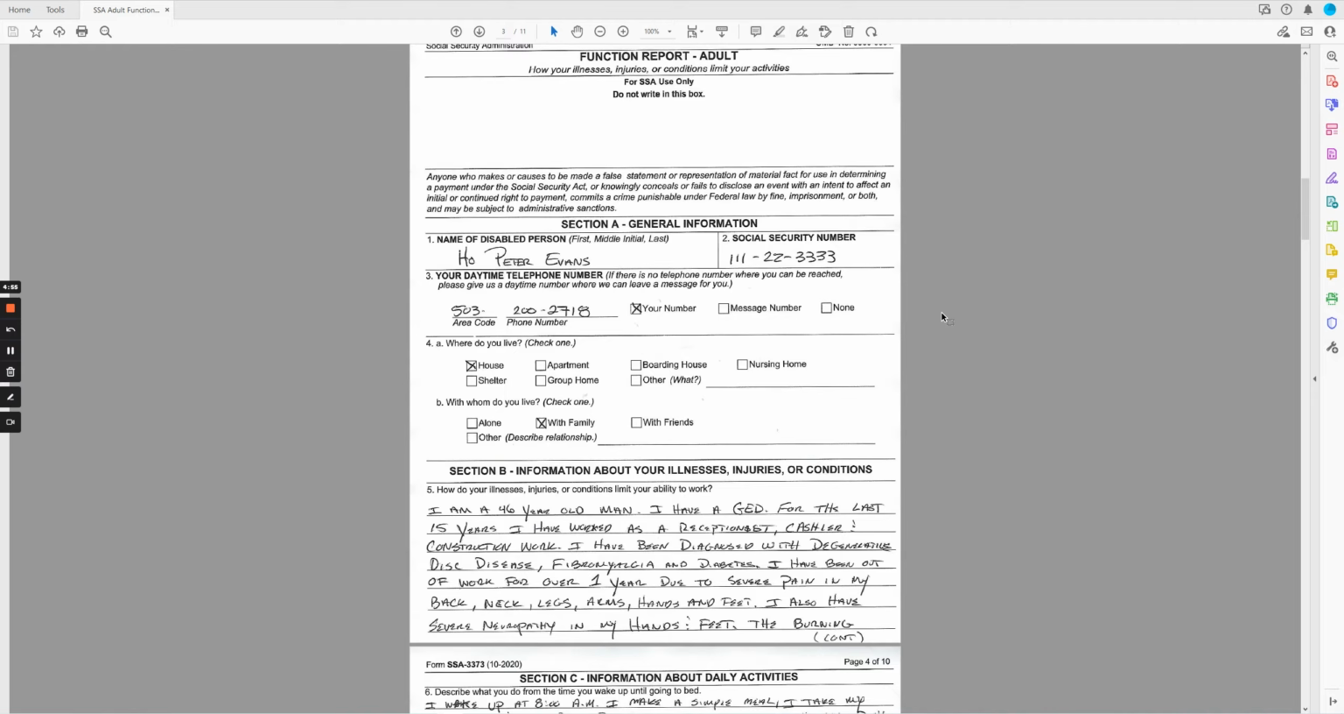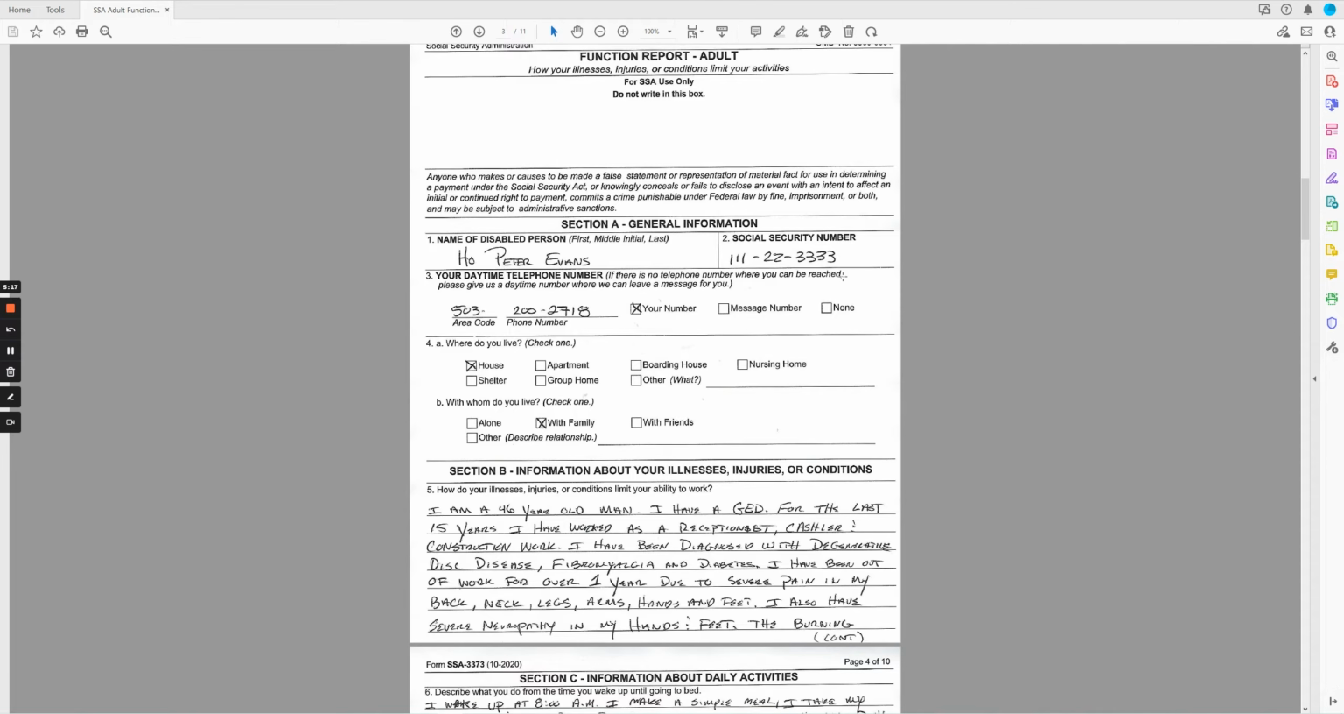If that's your situation, you might live in a basement. Whatever your situation is, there's a box to write it in. With whom do you live? If you live with family, that would be a significant other, a wife, your parents, brother, sister, any family members, or do you live with friends or alone?